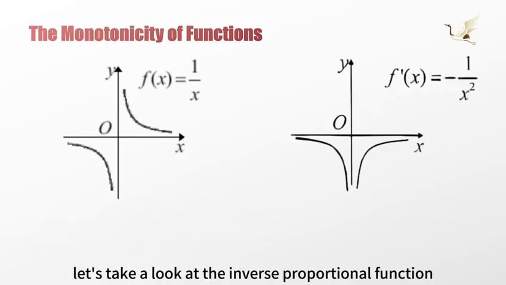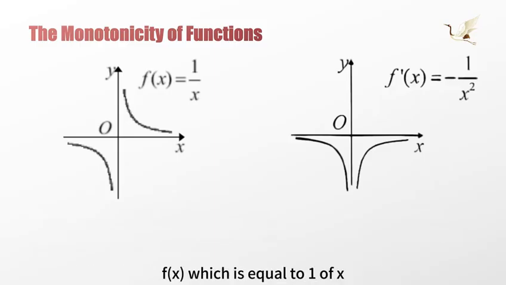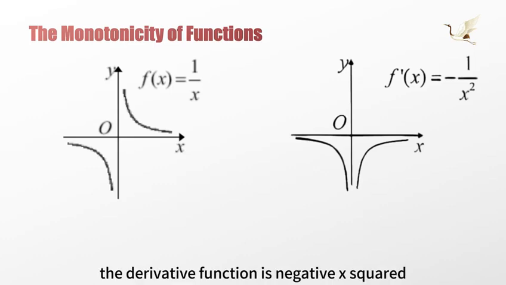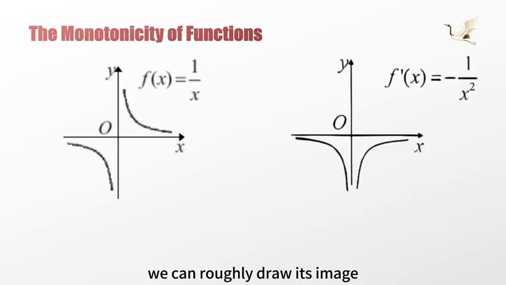Finally, let's take a look at the inverse proportional function f(x) equals 1/x. By differentiation, the derivative function is negative 1/x squared. We can roughly draw its image.